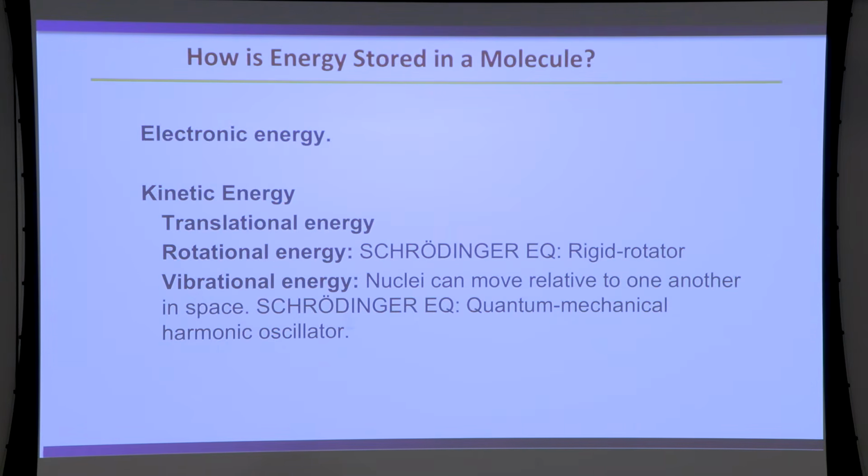What happens now if I have a molecule? Well, I still have the electronic energy, but then I have more contributions to the kinetic energy. Translational energy is the same. Whether you have one atom or two atoms, the kinetic energy is the same. What you have in addition is the rotational energy, and vibrational energy, so the nuclei can move relative to one another. And what we need is to solve the Schrödinger equation for those energy levels.